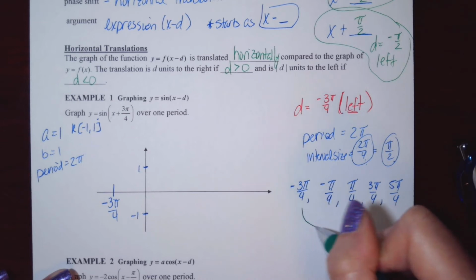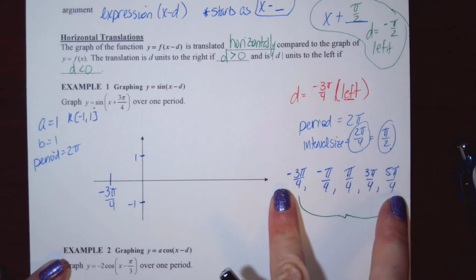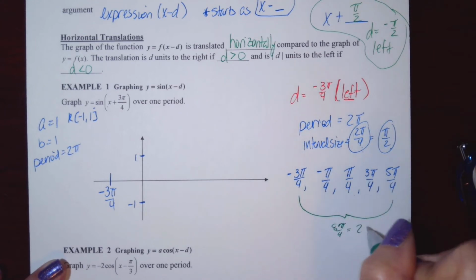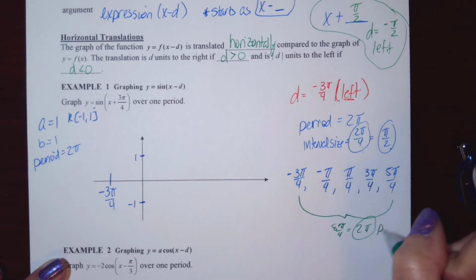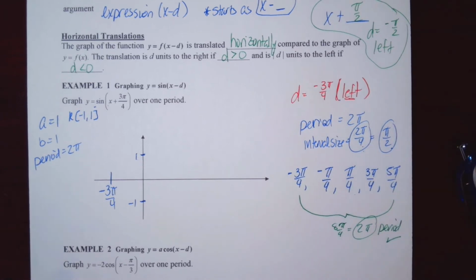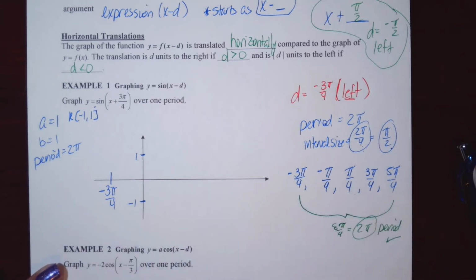If I look at the difference between negative 3 and positive 5, the difference is 8 pi fourths. That is the same thing as 2 pi. That's the correct period size, so that checks. We're in good shape. Now notice that 0 is not one of my points.